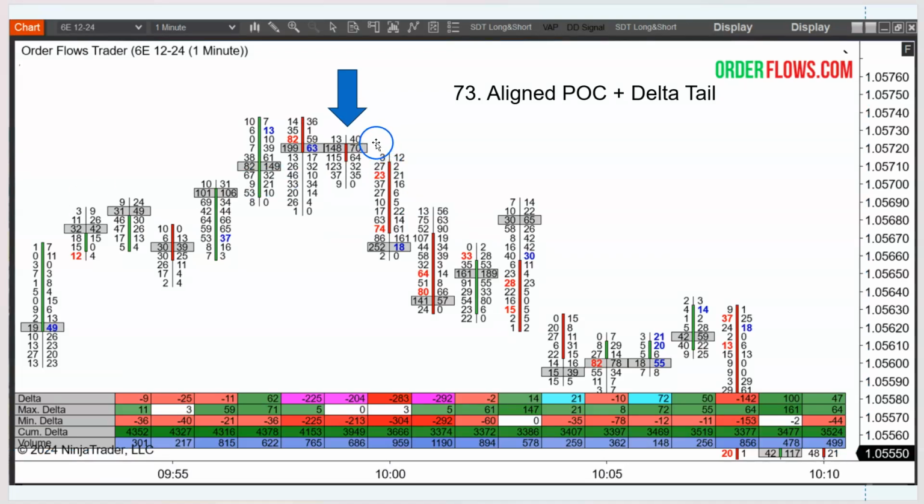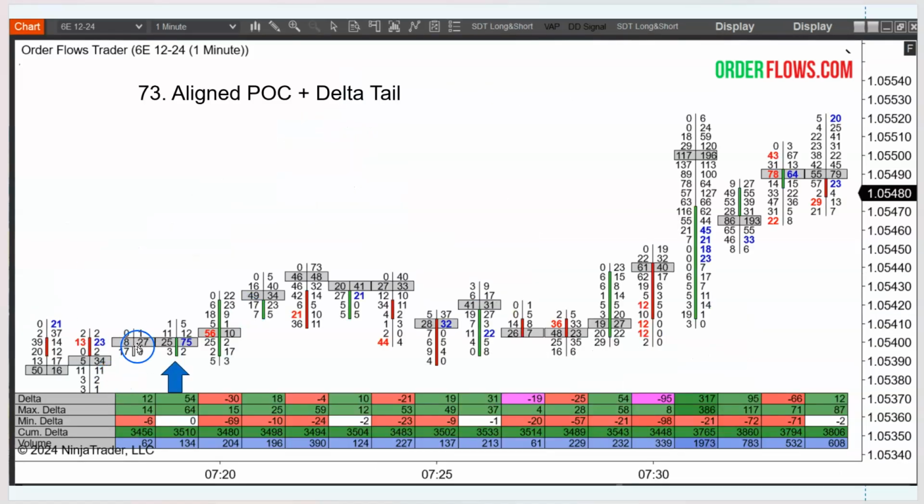Okay, so here you go, right? Your aligned point of control, 2 points of control at the same level, and you have a delta tail, right? So you got the positive delta here of 27, 13 against 40, that leaves 27. Then obviously 148 is greater than 70, 115 to 64, 123 is better than 32, 37 is more than 35, and 9 obviously is 0. So you have a delta tail in this bar, plus you have an aligned point of control.